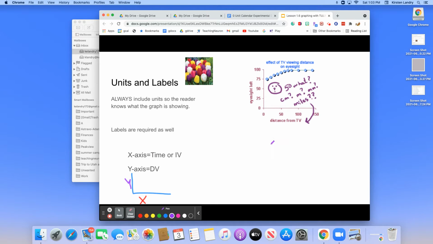So let's take a look at this first one here and kind of see what we got. Effect of TV viewing distance on eyesight. It's an okay title. I'm not exactly sure from this how they measure eyesight, right? And take a look at this down here. Distance from TV. Okay, well, if I look at this one, it's 50 what? 50 feet, 50 miles, 50 meters. I mean, an eyesight left. Does that mean the left eye, or how much is eyesight left?